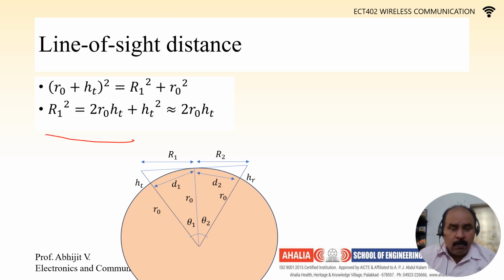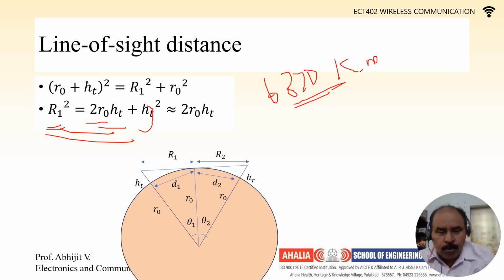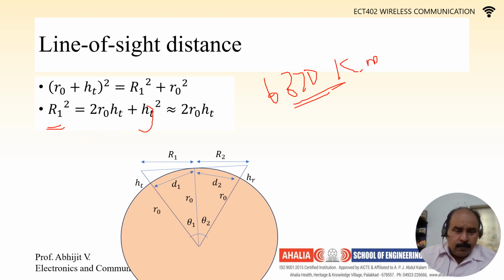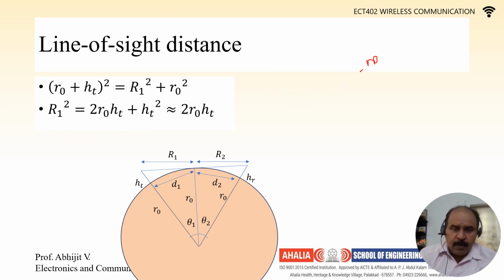On solving this equation, we get R1 square is equal to 2 R0 HT plus HT square. You know that HT is too small when compared to the radius of the Earth, which is around 6,370 kilometers. You need this value to solve many problems. We approximate the radius of the Earth to be 6,370 kilometers or something close to that.